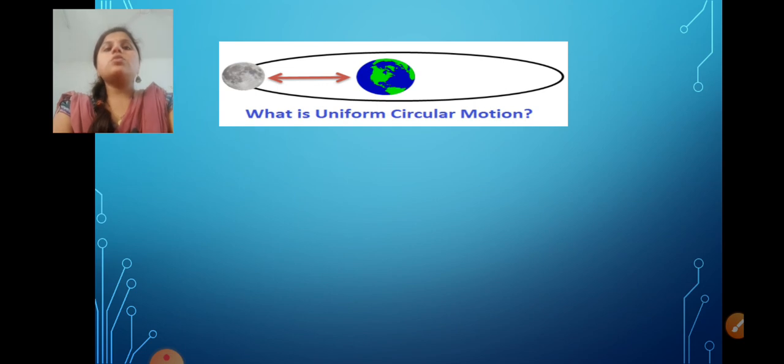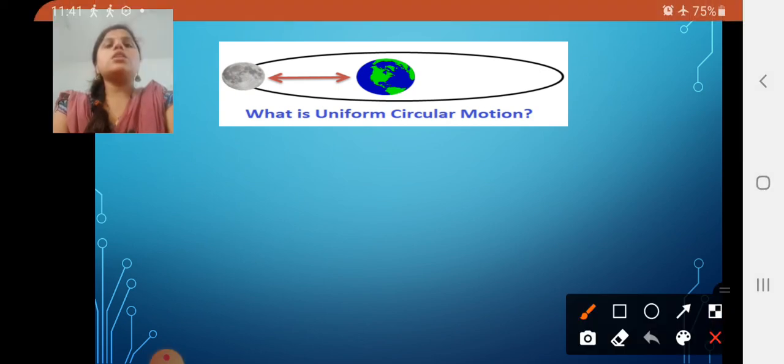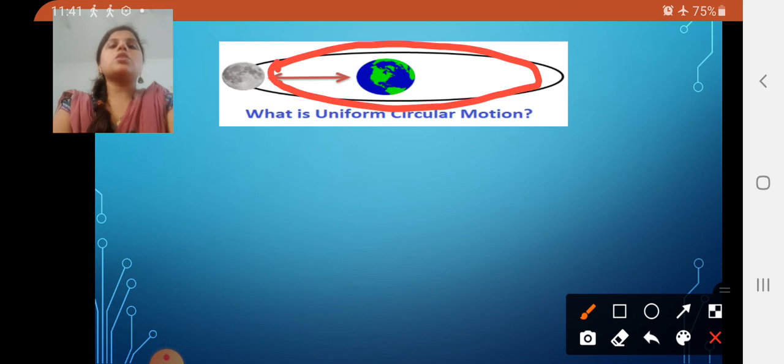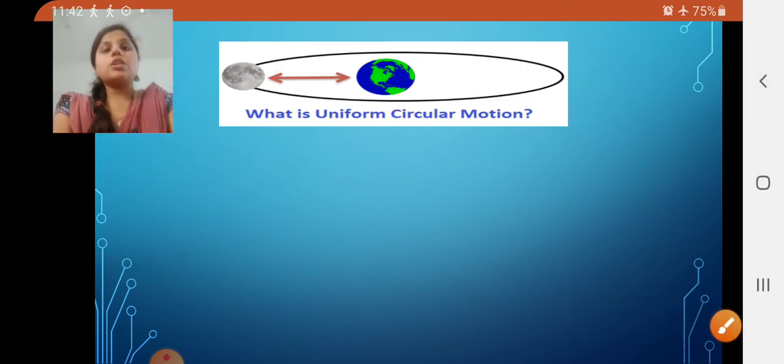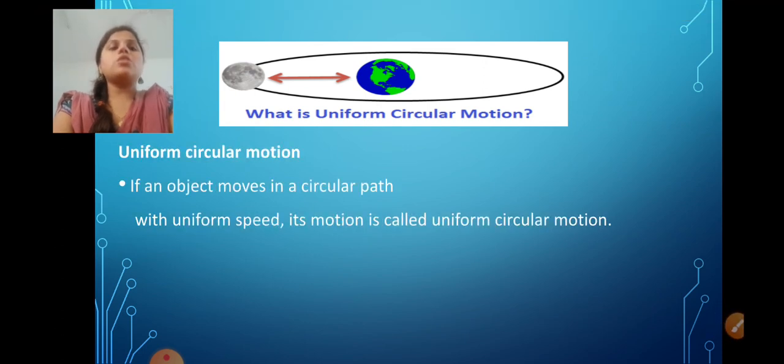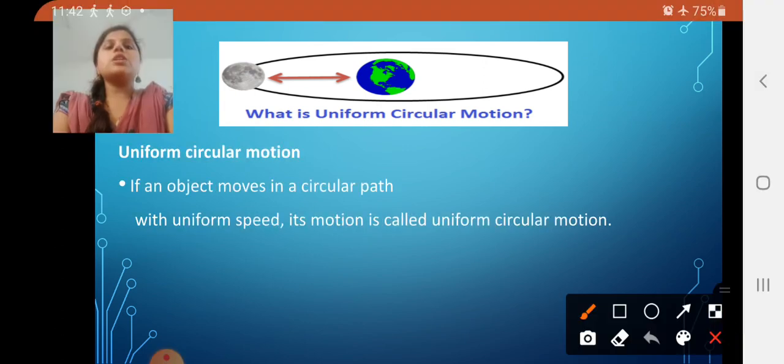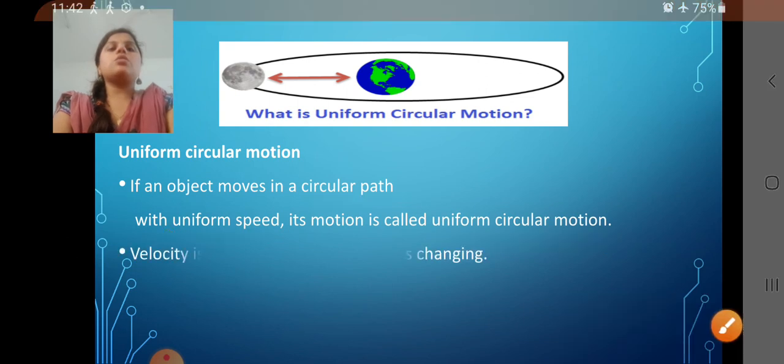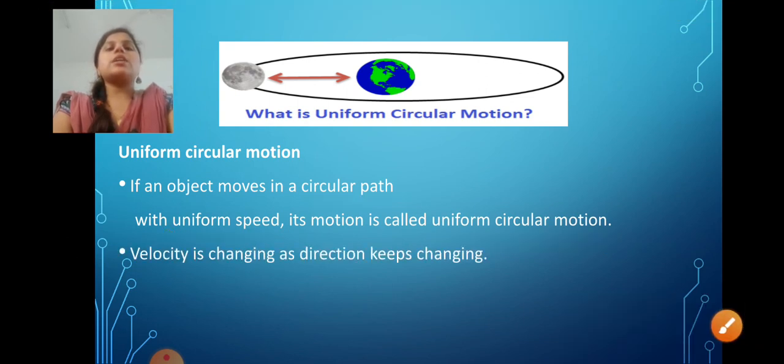So this is the uniform circular motion. You can see here the moon is always revolving around the earth in circular motion. So what is uniform circular motion? If the object moves in a circular path with a uniform speed, it is called uniform circular motion. The velocity is changing as the direction keeps changing.